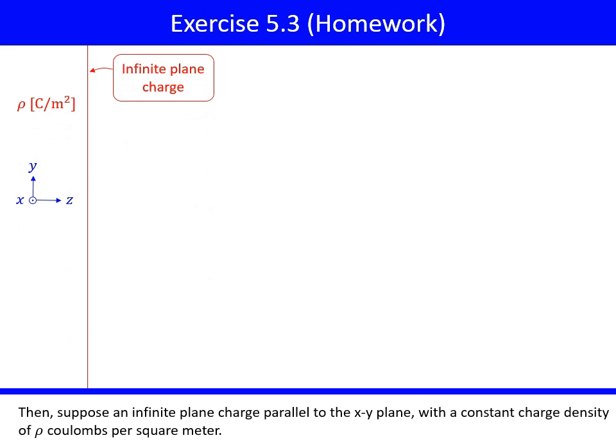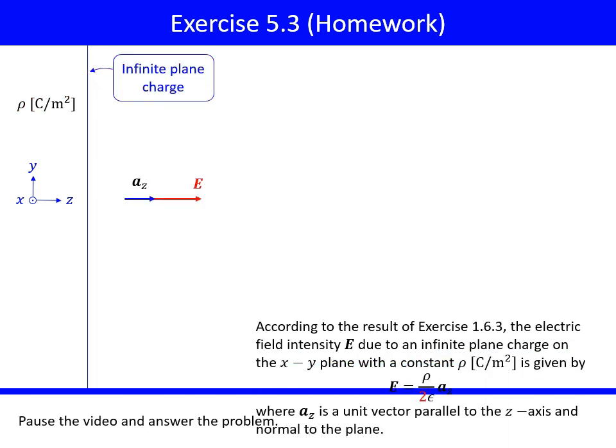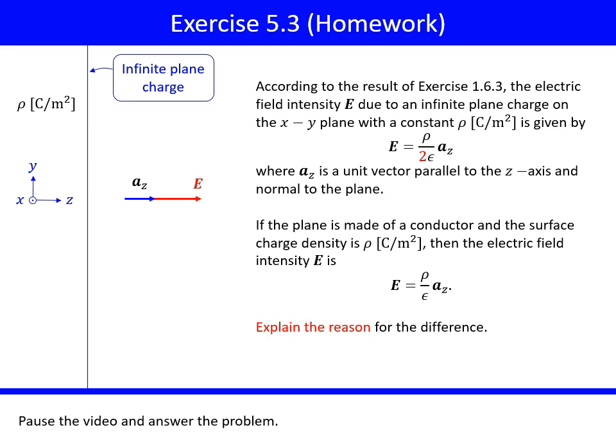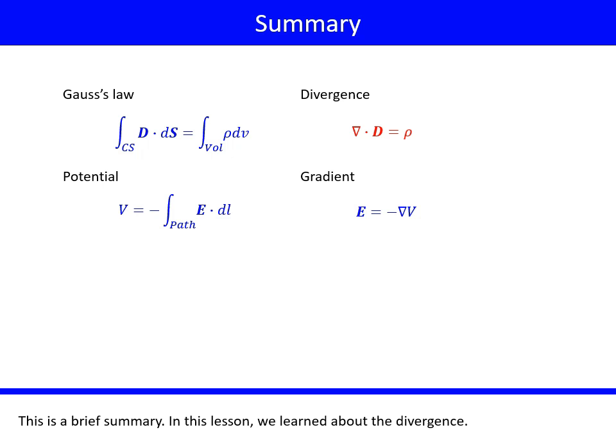Then, suppose an infinite plane charge parallel to the xy plane, with a constant charge density of ρ coulombs per square meter. Pause the video, and answer the problem. This is a brief summary. In this lesson, we learned about the divergence.